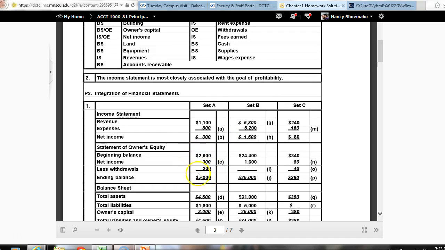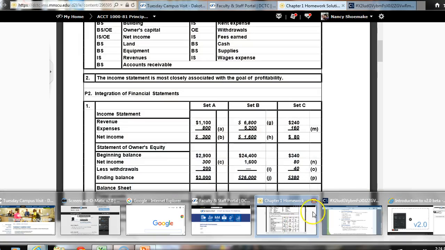So the first thing we have to do is solve for the variables we can. We know the net income is 300, so we're going to figure that out first in the statement of owner's equity. Then we're going to take that 300, and we know that's our net income, don't we? If we know that's our net income, can't we figure out our expenses? If our revenues are 1,100 and our net income is 300, what does that mean our expenses have to be? Don't they have to be 800? Perfect, guys.